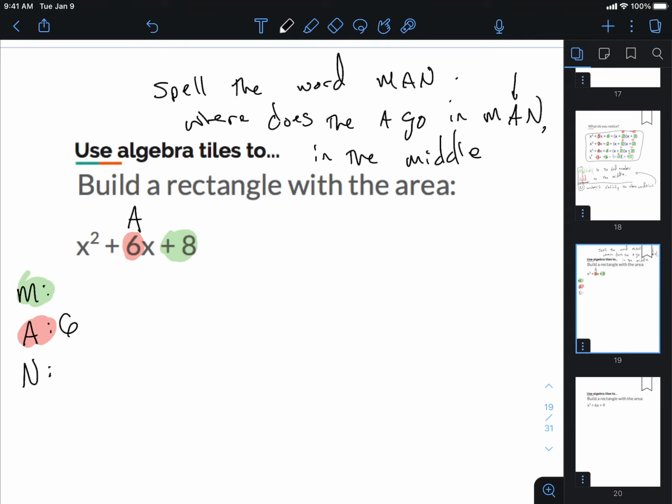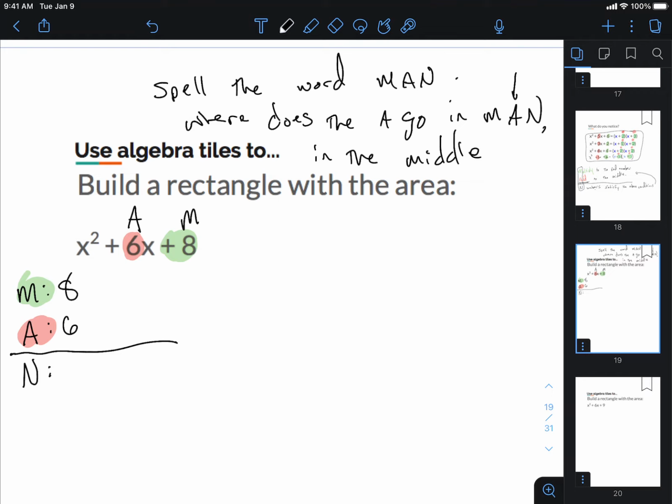You know the two numbers have to add to 6, but they have to multiply to 8. I don't know why I wrote 8 there. They have to multiply. Okay? Now, the game begins. You're trying to find the two numbers that make these two conditions work.